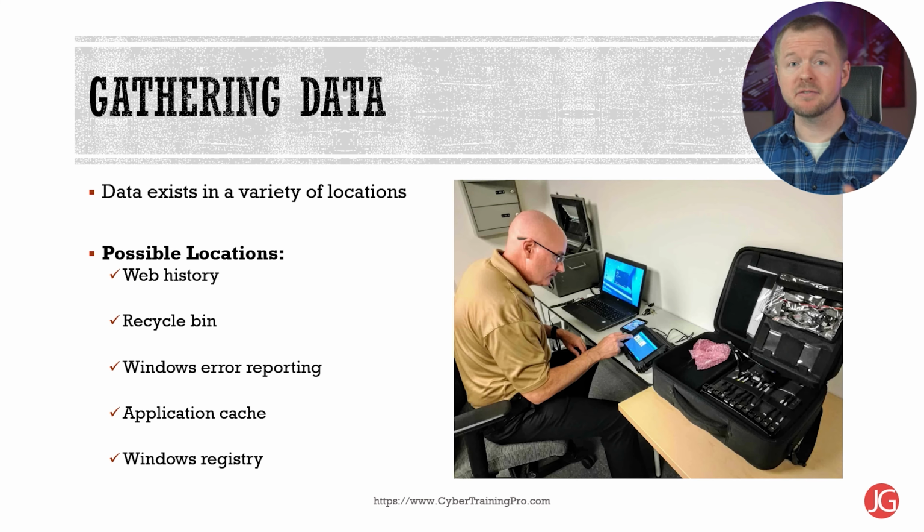Data can come from a variety of sources within memory. Think about all the places that an operating system might store data. Some examples include web history, like where an account's visited, the recycling bin, including what's currently in there and what's been deleted. Windows error reporting will show which programs were running when a system crashed. Application cache, like remote desktop protocol cache, shows if an attacker connected to that system or connected to another system using a victim computer. And the Windows registry can potentially show traces of malware, especially if the malware was set to start when that system boots up.